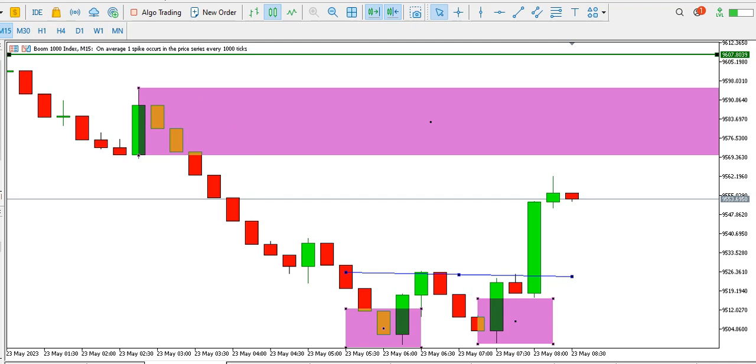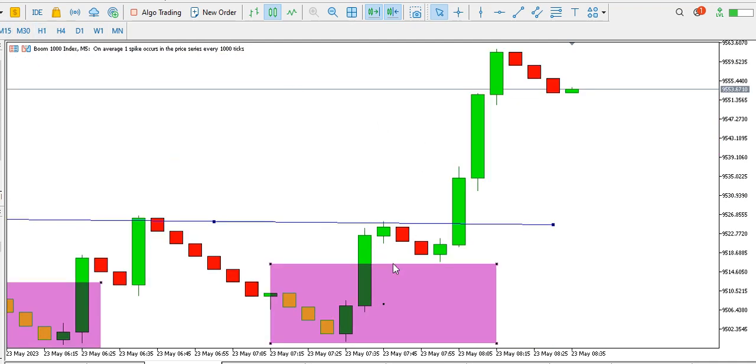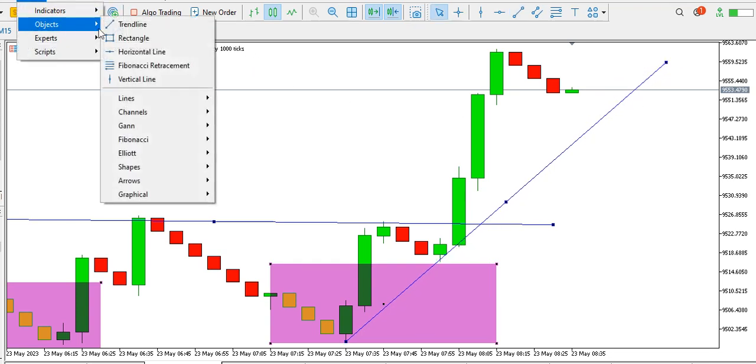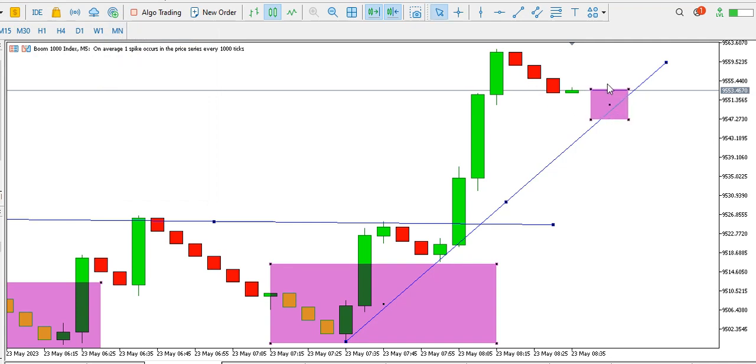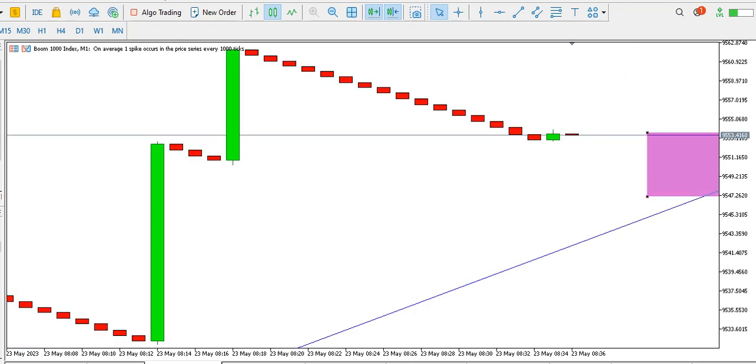All right, on the 5 minutes time frame, you can see that the price of boom 1000 index is going up. We have this low around here, high, this low again, this high, this higher low, this higher high. So price might follow this ascending trend line, and on getting to this particular point, price could get a lift and then go further up. So that's that for the 5 minute.